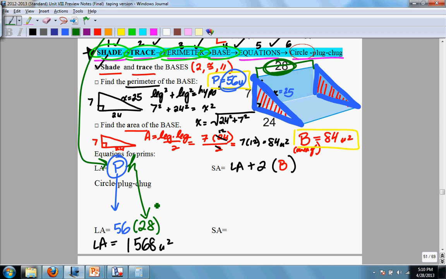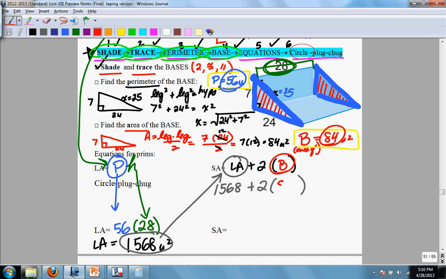Now let's do the one on the right. Ready? Lateral area we already have. It's right there. Circle, plug, chug. 1,568. Plus the area of 2 bases, notice capital B, we have it, it's 84 units squared.